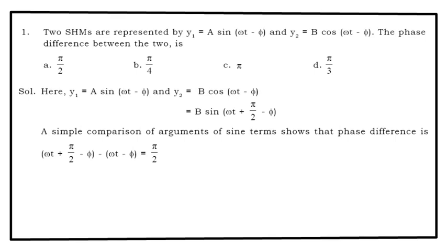Now y1 is equal to a sin(omega t minus phi), y2 is equal to b cos(omega t minus phi). Now that cos omega t, to convert into sine, what I should do is add pi by 2 in it. So it becomes b sin(omega t plus pi by 2 minus phi). Now you subtract the phase of first from the phase of second. So omega t plus pi by 2 minus phi, minus omega t minus phi, that becomes pi by 2. Option A is the correct answer.